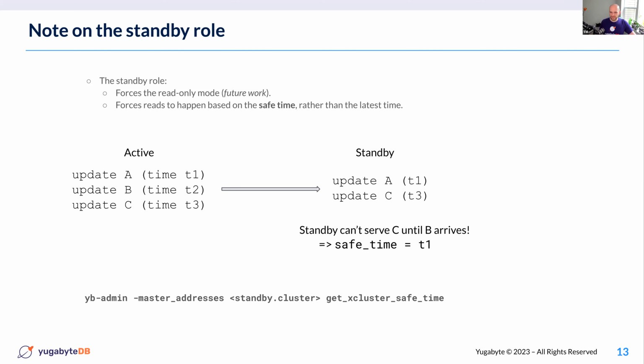And when you switch your cluster to standby mode, that will make sure that all updates which have a timestamp greater than T1 will be ignored when you read the data. And that's how we preserve the consistency. And there is also an API that gives you that safe time. And again, I will show you how we use that for failover as well.